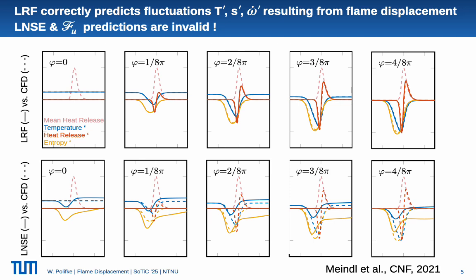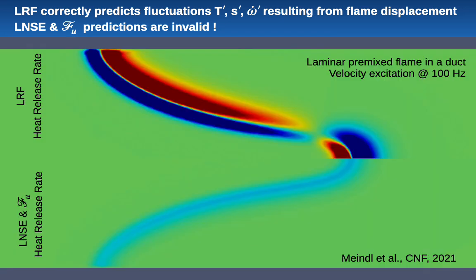Okay, now Max also carried out a corresponding analysis for a 2D laminar premixed flame stabilized in a duct. Along the duct wall we had a hot section where the flame could stabilize. In the upper half you see the fluctuating heat release field with the LRF formulation. And these blue and red stripes, you can read this, you understand how this describes a situation where the flame has been pushed downstream and outward by the velocity fluctuations.